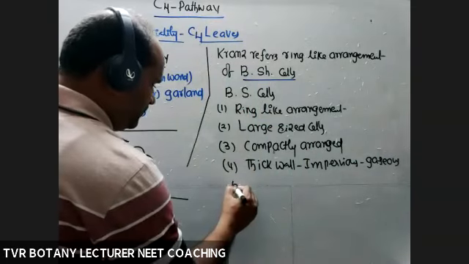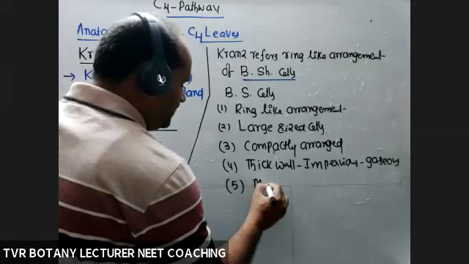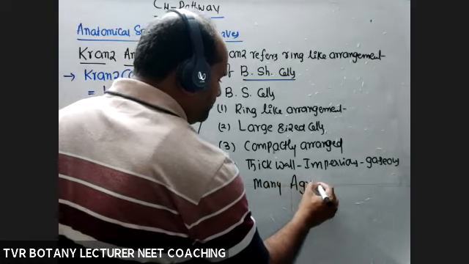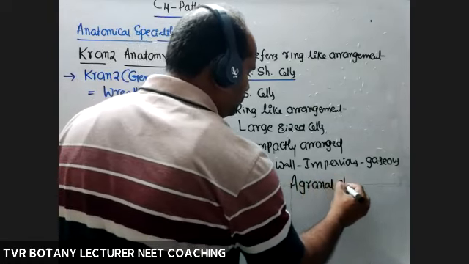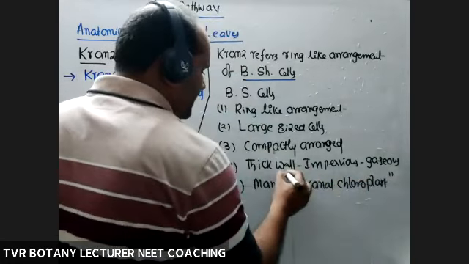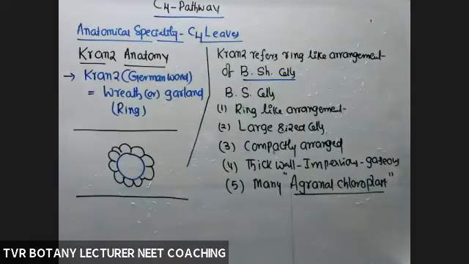Next, fifth one: many agranal chloroplasts. This is very, very important. Agranal means without grana; the remaining parts are present. That is one type of chloroplast, without granum thylakoids, but the rest of the parts are present. If grana thylakoids are absent, there is no non-cyclic photophosphorylation. Right? So this is Kranz anatomy. This is very, very important.